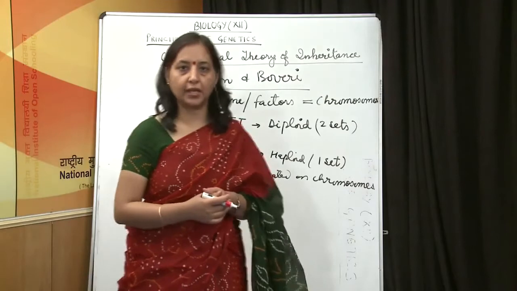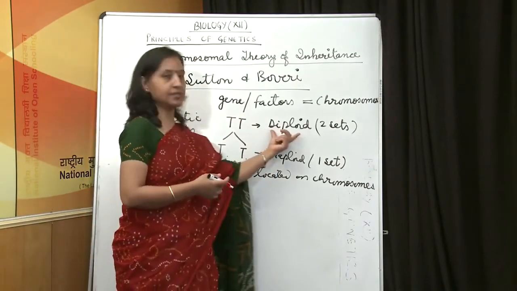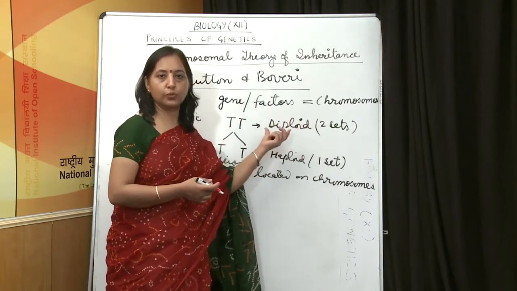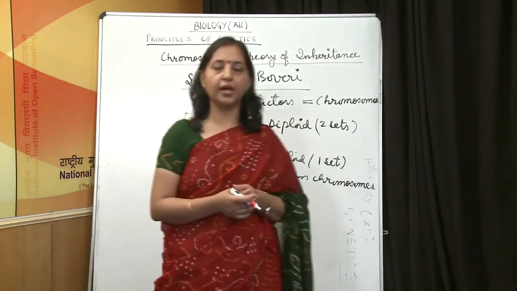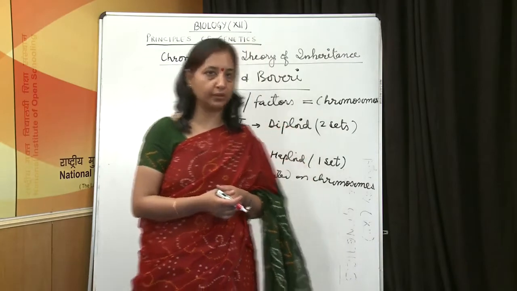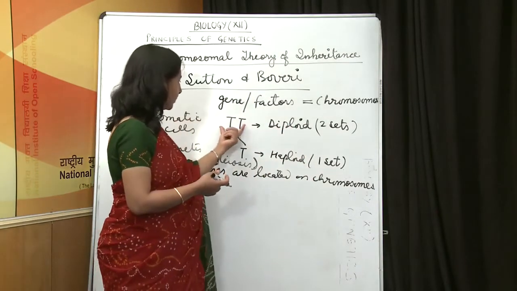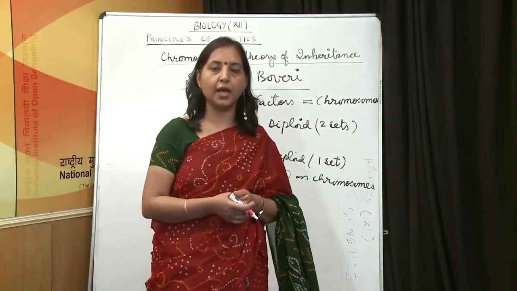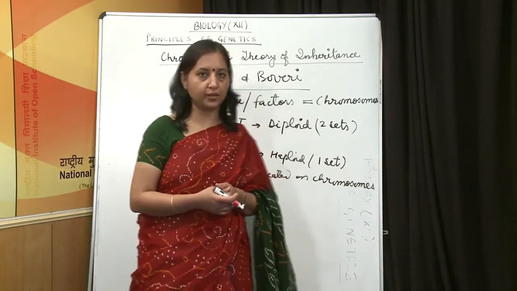We can say that the diploid condition means having two sets of chromosomes, wherein one chromosome is received from the father and the other chromosome is received from the mother. And this diploid condition is found in somatic cells. Somatic cells are all the body cells. Here, double number of chromosomes are there.